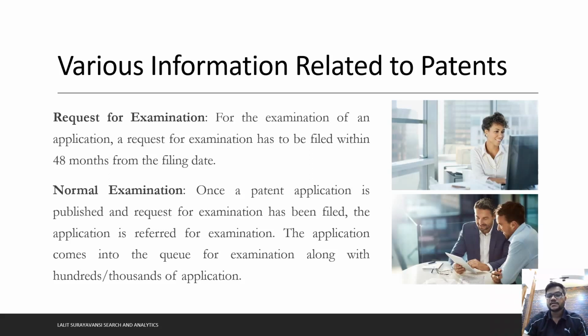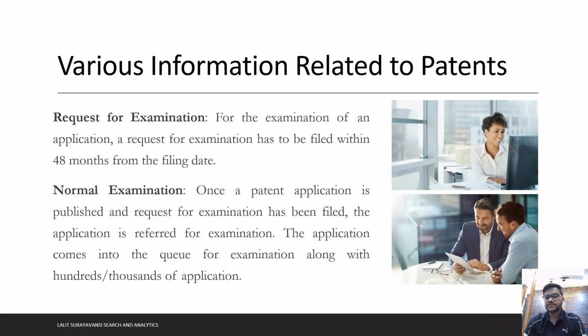In normal examination, there is a queue where, assume that let's say 10,000 applications are filed, so there is a queue for normal examination. Your patent application will get into that queue, but there is a separate queue also which is for expedited examination, and certain special entities will have the privilege of going into that queue. So if you are a startup, or if you are a woman inventor, or if you are an educational institution, or some other entities also have this privilege.